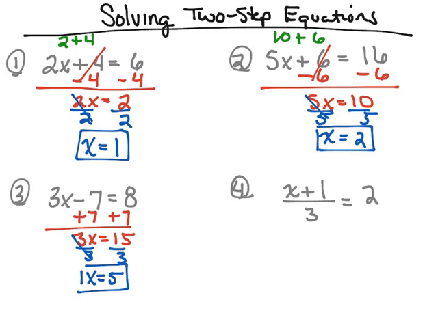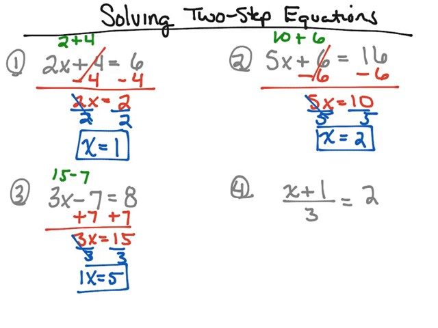Once again, I'm just going to real quickly check my work here. If I replace x with a 5, notice 3 times 5 would end up being a 15. And then if I subtract 7 from that 15, 15 minus 7 still equals 8. So we know we have the correct solution.